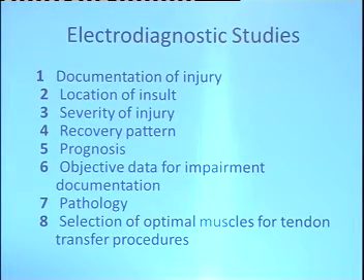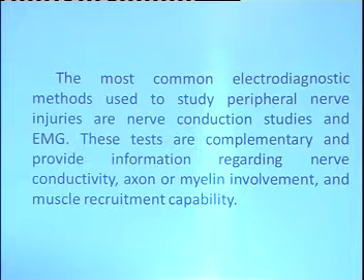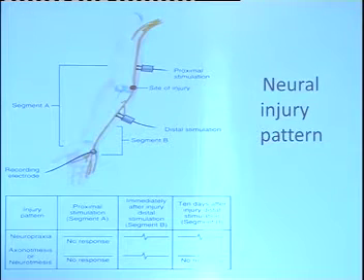Now, coming to the electrodiagnostic studies, they are required for documentation, location of the insult, severity of injury, the recovery pattern, for knowing the prognosis, objective data for impairment documentation, what is the pathology, and finally, if the nerve does not get repaired, then you have to go for tendon transfer procedures. The most common one is EMG and NCV, which tells us about nerve conduction velocity, axon or myelin involvement, and muscle recruitment capabilities.